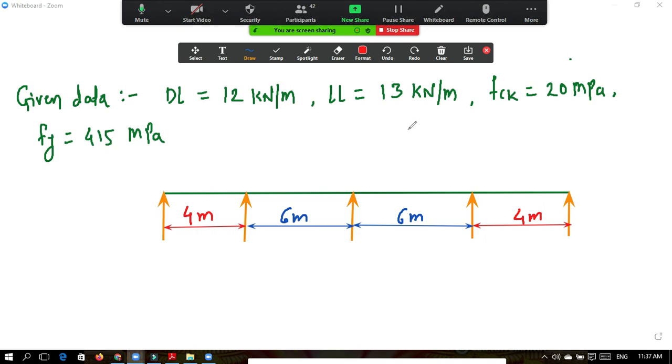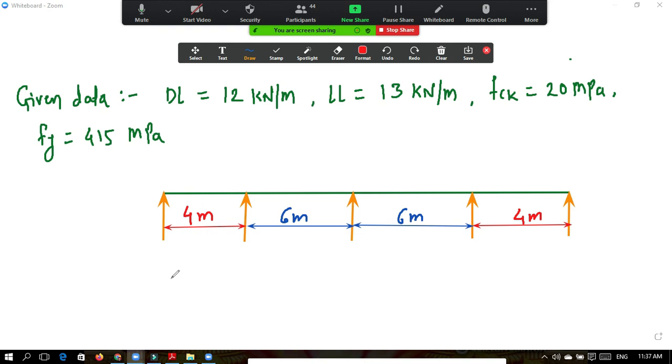So dead load 12 kilonewton per meter, live load 13 kilonewton per meter. Now here we are going to adopt the same strategy, but the only thing is that while designing we are going to consider the 6 meter span. We are not going to consider the 4 meter span. We will design the structure for 6 meter, and whatever reinforcement there is, we are going to provide it for 4 meter. Okay, so now we will start with the problem.